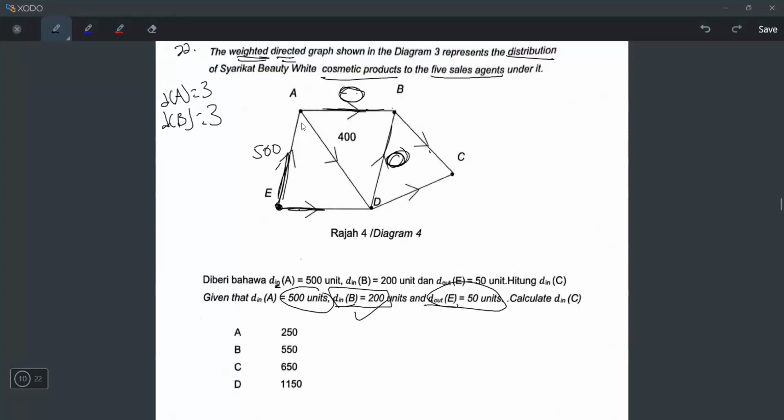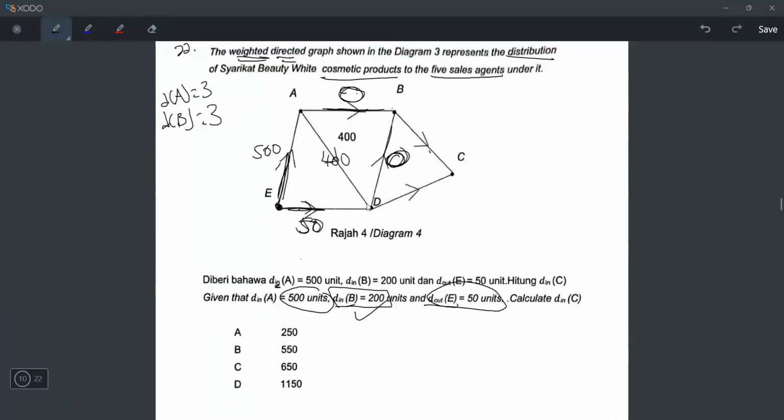Okay, let's see. 500. Degree out E is 50. If I label here 50, is that possible? Degree out E is 50, but here is 500, right? Okay, I think the out E 50 stands for here, right? And then the 400 is for this one. Okay, the 400 is for the AD one.